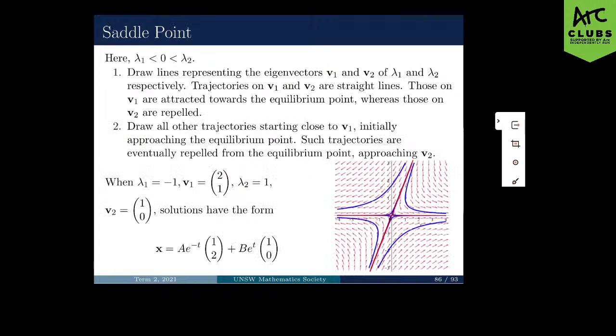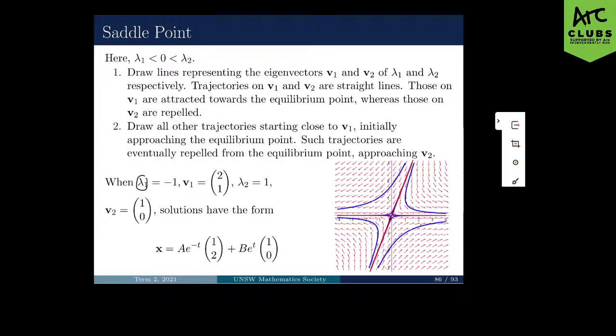Now the next case is one that we've covered pretty extensively in class. This is the saddle point, where the eigenvalues are opposite in sign. The way we draw these trajectories is we start off by drawing the lines corresponding to the eigenvectors, as always. In this case, lambda 1 is -1, v1 is (2, 1), lambda 2 is 1, and v2 is (1, 0).